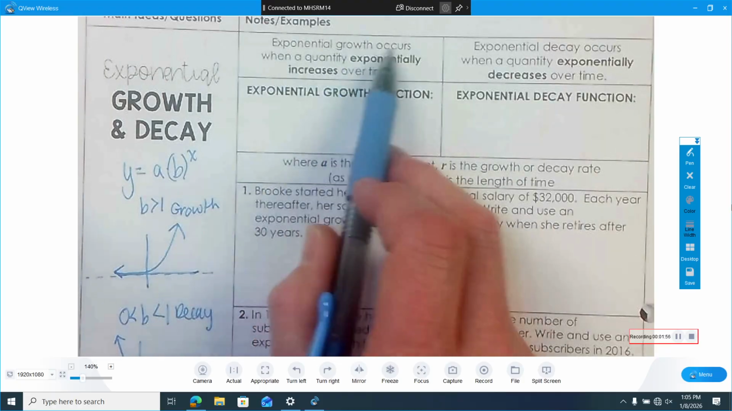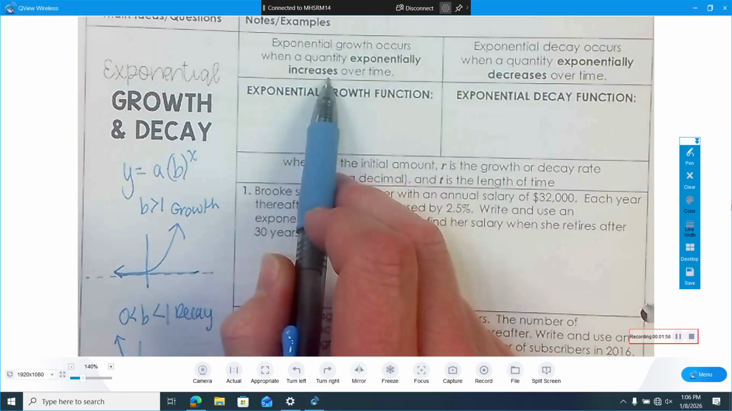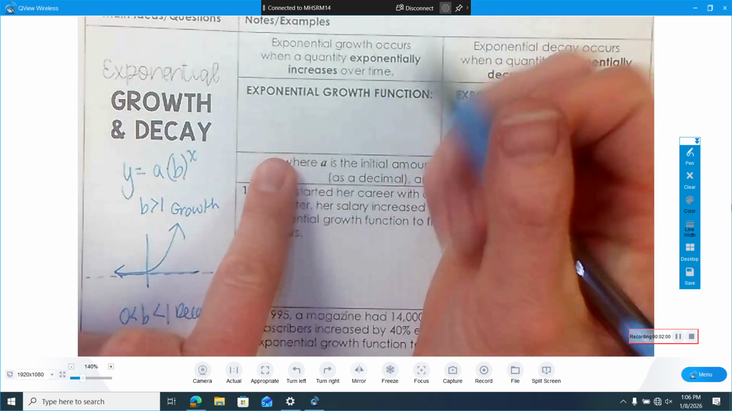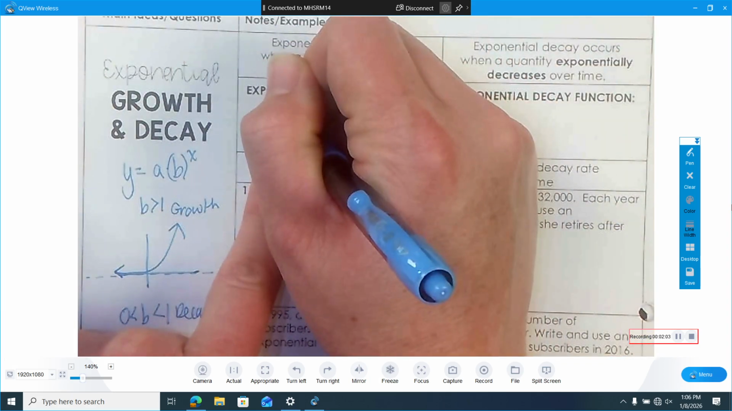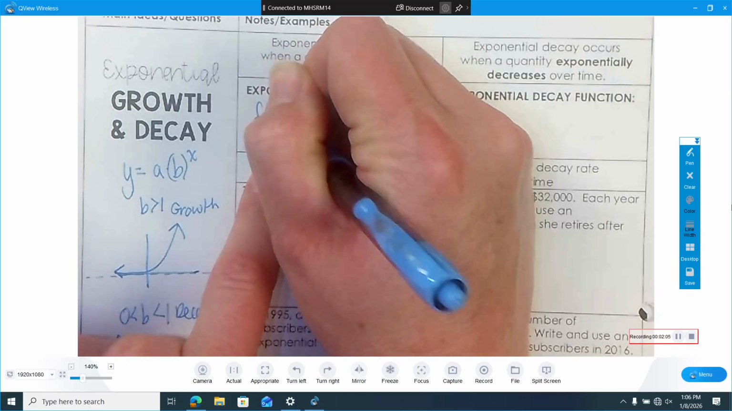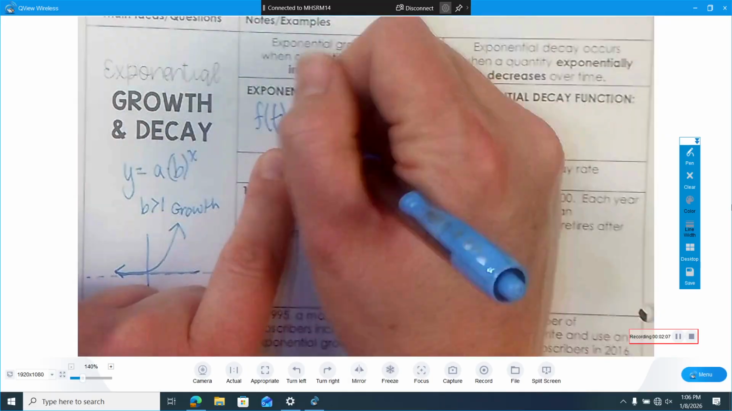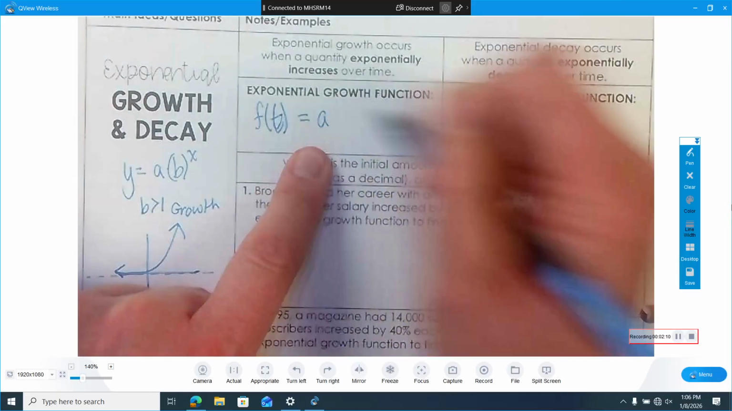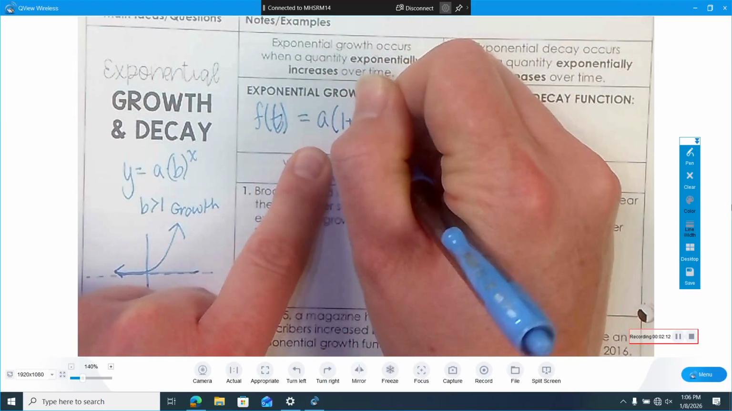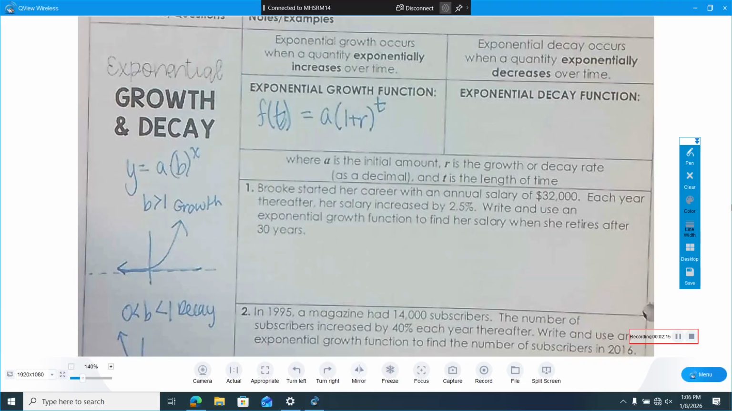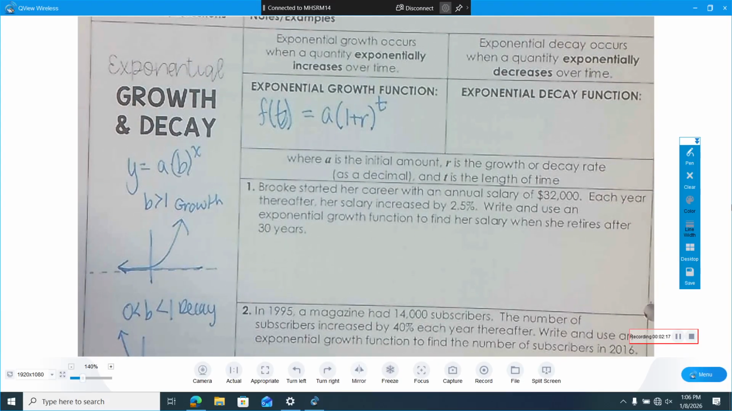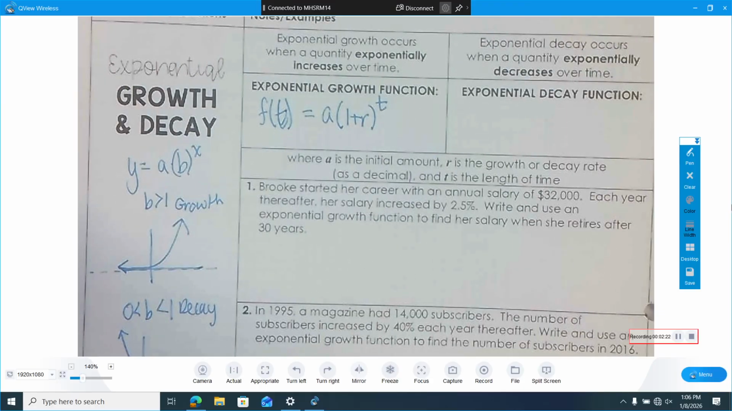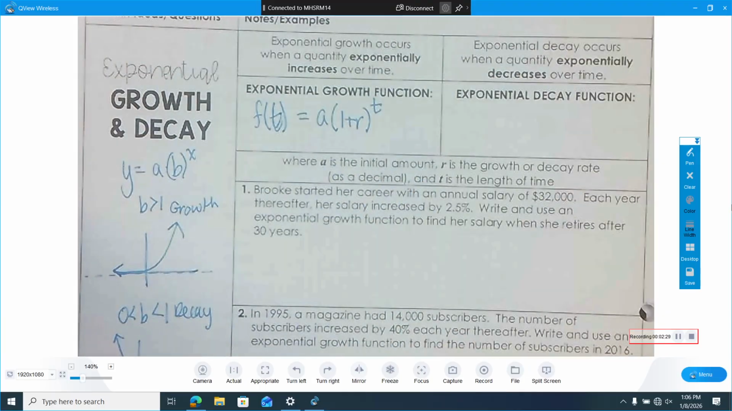So exponential growth occurs when a quantity exponentially increases over time. And so we have this model that we can use. I'm going to say f of t. F of t is equal to a times the quantity 1 plus r to the t. Instead of x's and y's, we're using time. Time is our x. It's our independent variable. And f is just the result. F is the output, the y value.